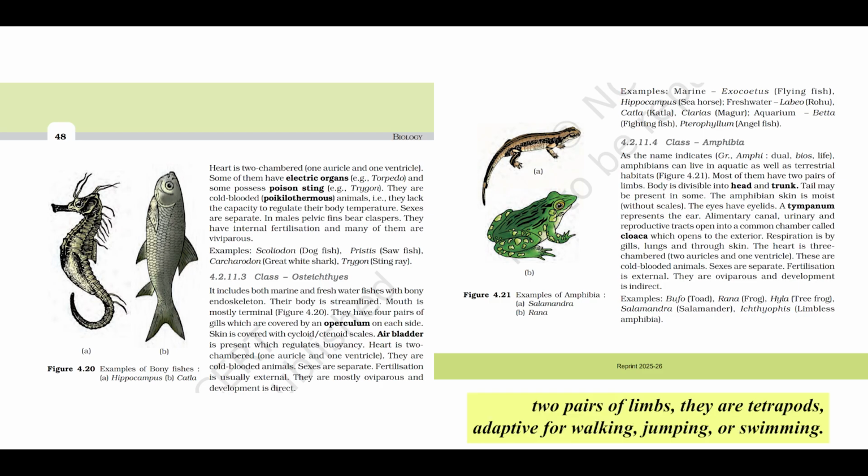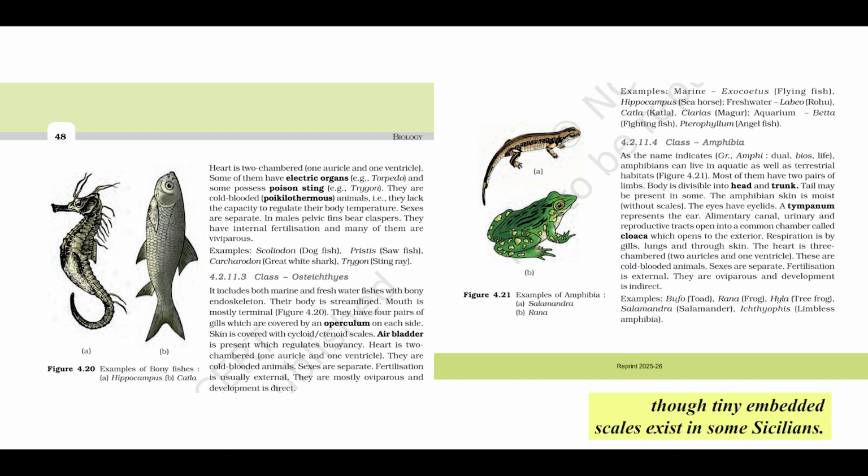Most amphibians possess two pairs of limbs, they are tetrapods, adapted for walking, jumping, or swimming. Their body is typically divisible into a distinct head and trunk. A tail may be present in some adults, like salamanders, but is absent in others, like frogs and toads. And their skin is very different from fish. Yeah, very different. A key characteristic is their smooth, moist skin, which is typically without scales, though tiny embedded scales exist in some caecilians. This moist skin is rich in mucus glands, keeping it damp, and crucially, it plays a significant role in respiration, cutaneous respiration.